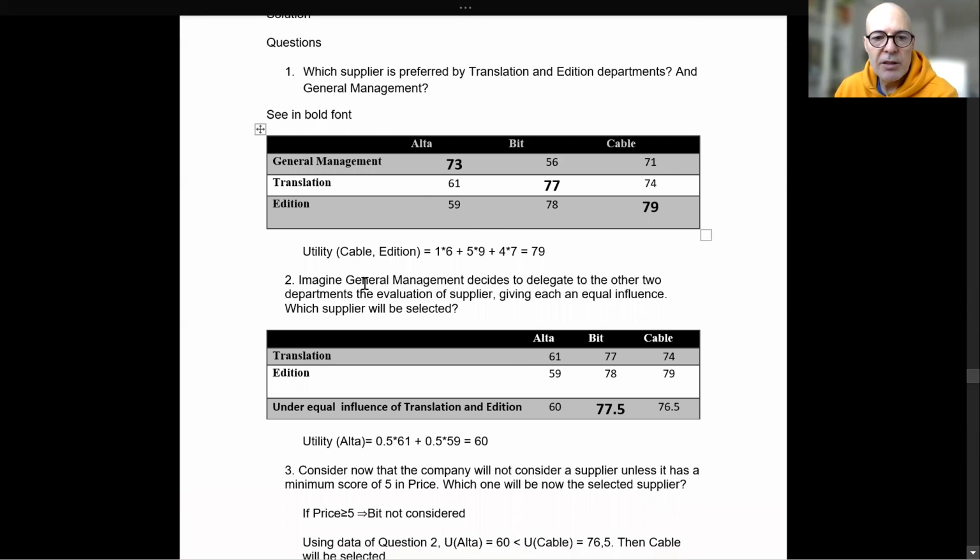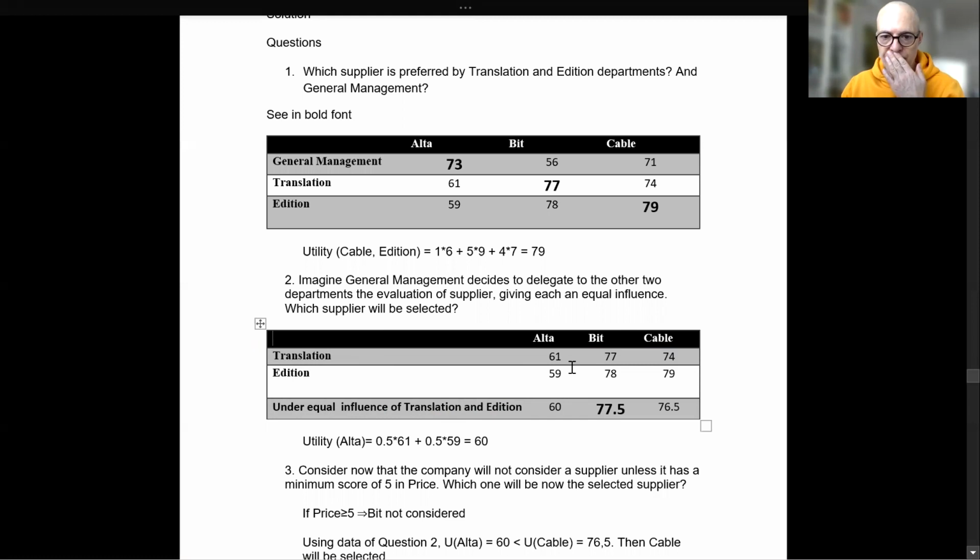The second question is: imagine that the general management department decides to delegate to the other two departments the evaluation of the supplier, giving each an equal influence. Then which supplier will be selected? Now we have only these two departments participating in the buying process, and each has an equal influence. So the utility for the company would be the average of the utilities of each of the departments for each of the suppliers.